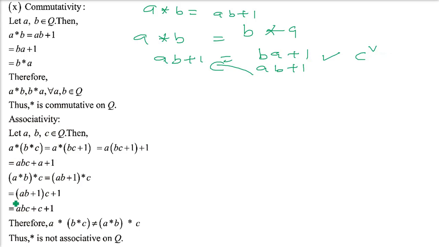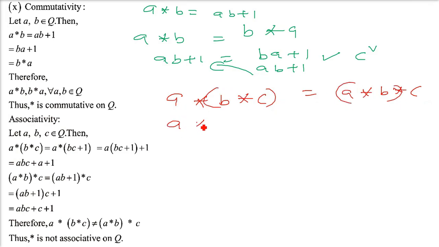Coming to associative. Let us see whether it is associative or not. So (A star B) star C equals A star (B star C). First BC, then A. So A star (B star C) is what? BC plus 1.